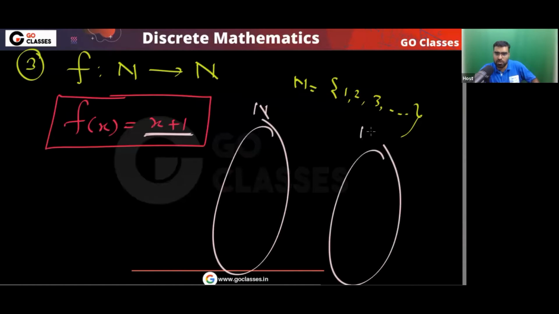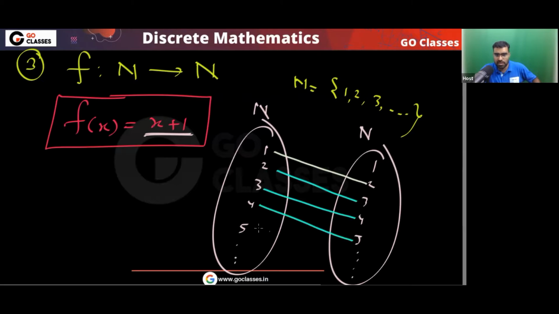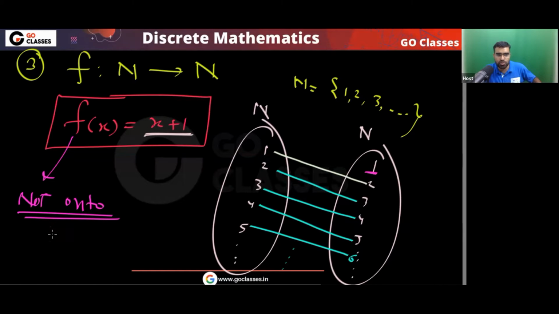From N to N, from natural numbers to natural numbers, 1, 2, 3, 4, 5, and so on. The image of 1 is 2, the image of 2 is 3, the image of 3 is 4, the image of 4 is 5, the image of 5 is 6. So clearly this function is not onto. Agree? Why is this not onto? Because 1 is not covered. And clearly this function is 1-1.